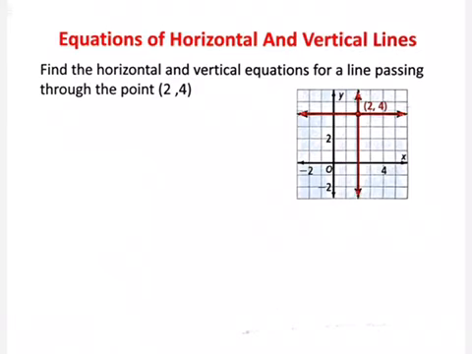Here we want to find the horizontal and vertical equations for a line passing through the point (2, 4). Well, for a horizontal line, we know that we have a single value established, because if it's a horizontal line, the only value that really matters or doesn't change is your y values. So when we write the equation, the x's aren't important because the x values change, but y is constant. So in this case, y equals 4 is your horizontal line.